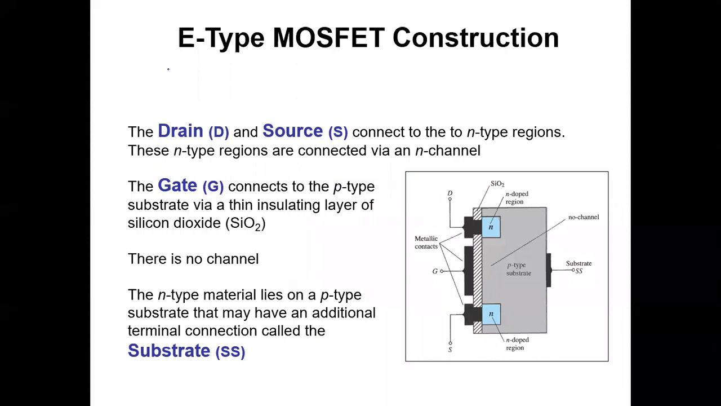Next comes the enhancement type MOSFET construction. How does an enhancement type MOSFET actually look? The construction is quite similar to the depletion type MOSFET. The only difference is that there is no channel. Here you have a source, a drain, and a gate, but there is no channel. So if VGS is equal to 0, using the water analogy, your tap is closed. Now you are supposed to open the tap.